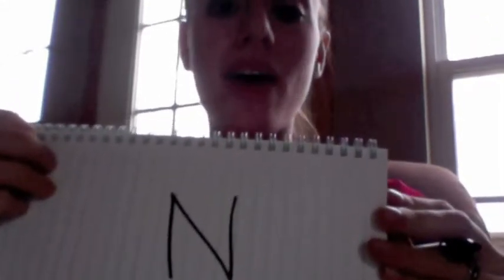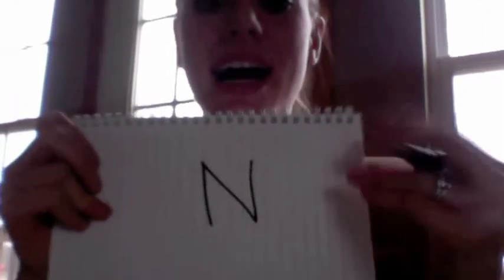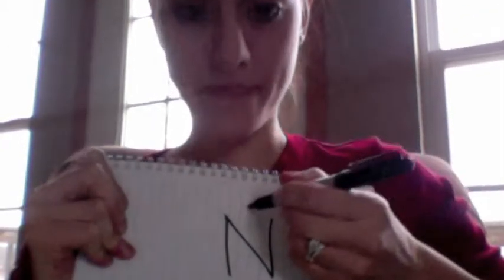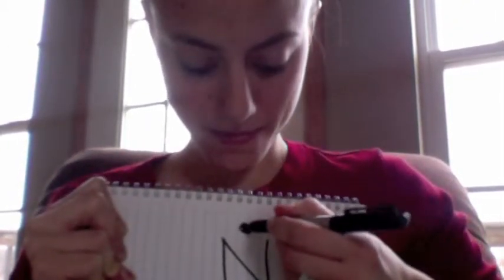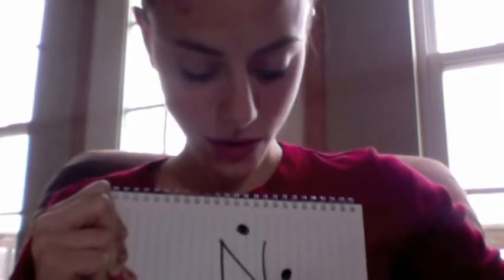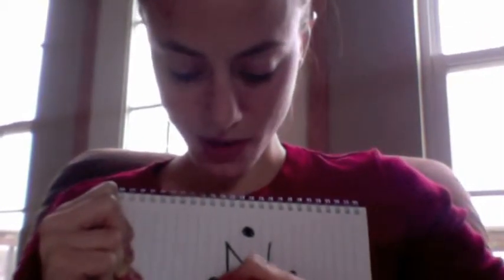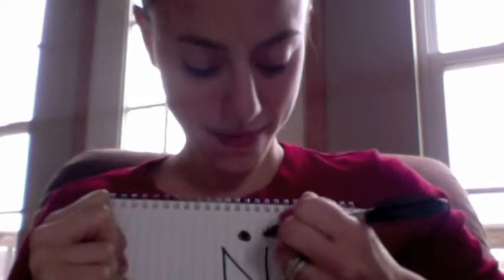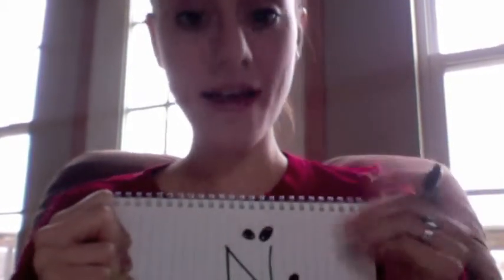Let's start by drawing an N. Here's an N to represent nitrogen. Now, we need to add the 5 dots. I'm going to start at the top. 1, 2, 3, 4, and back to the top, 5. This is a dot diagram for nitrogen.